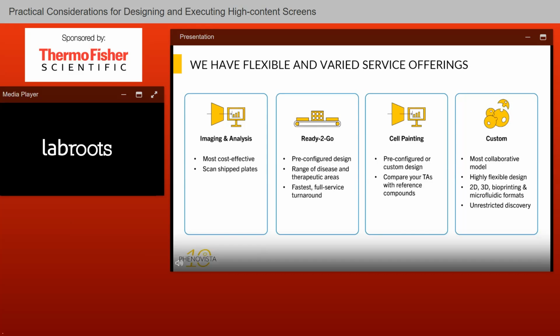That's a very easy way for us to support you getting the data you need. We also have off-the-shelf, pre-configured assays for things like neurite outgrowth and mitochondrial health. The details of those are on our website. And then, as I mentioned, you saw examples of cell painting. We can support that in a variety of different cell types.